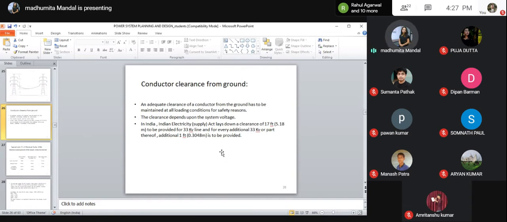So basically for the first 33 kV line, the minimum ground clearance will be 5.18 meter, and if the line is 66 kV, then obviously the clearance will be 5.18 plus 0.3048 meter, that is 5.49 meter.